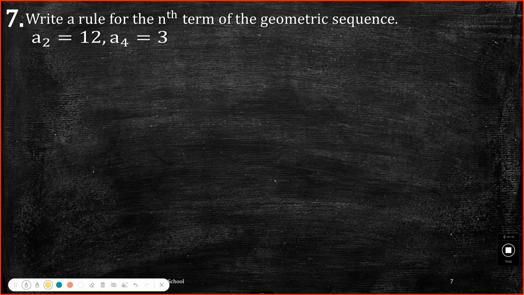Well, we don't know what A1 is. We don't know what R is. So we got 2 problems. Why don't we try to just do it the way we just kind of did the other one? Why not figure it out like that? Because they're kind of close to each other. A1, A2, A3, A4, A5, on. A2 is 12. A4 is 3.